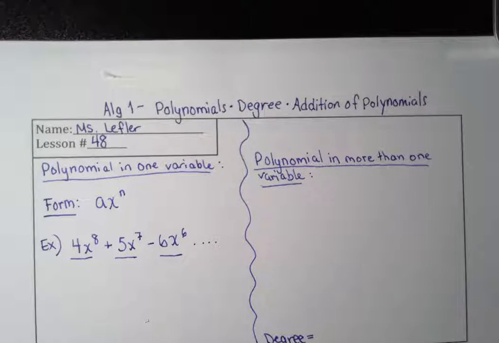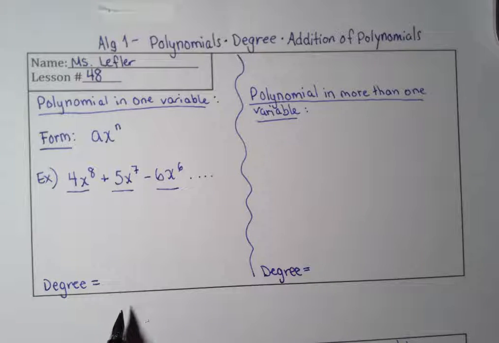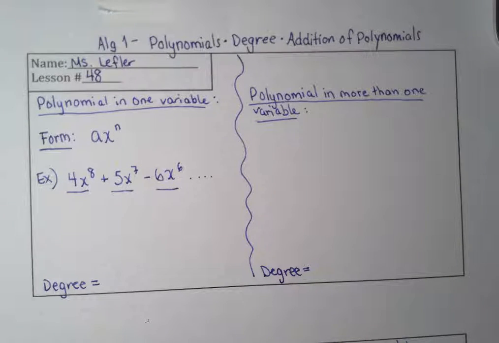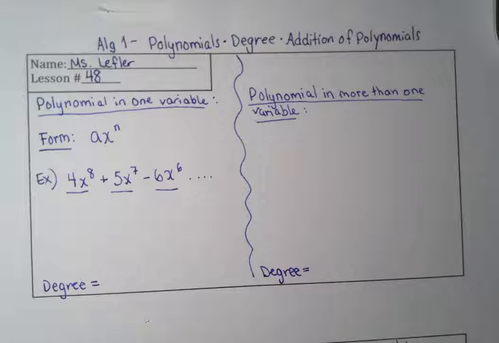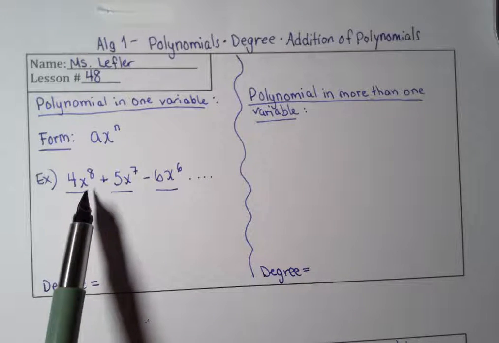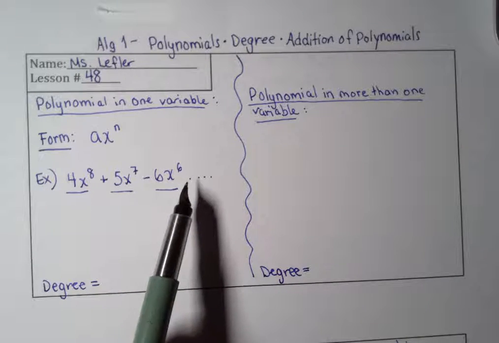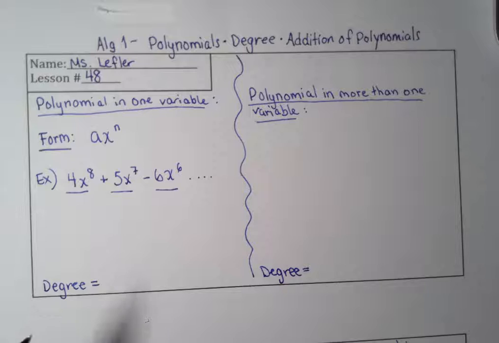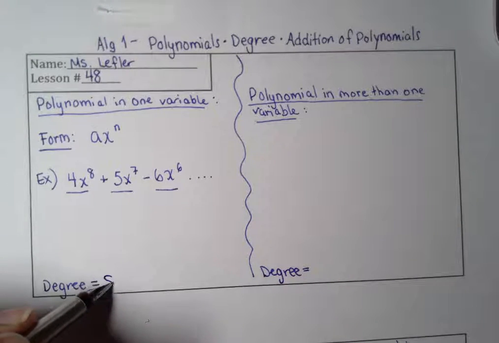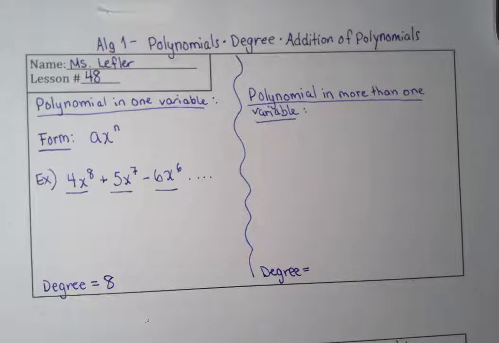The degree of a polynomial is the highest exponent that it has. So for a polynomial with one variable, that's pretty easy to see. Generally, we want to write them in descending order, which means the highest exponent first, then the next highest, then the next highest, and so on. So the degree of this polynomial is just the highest exponent, which is 8. So the degree of that polynomial is 8.